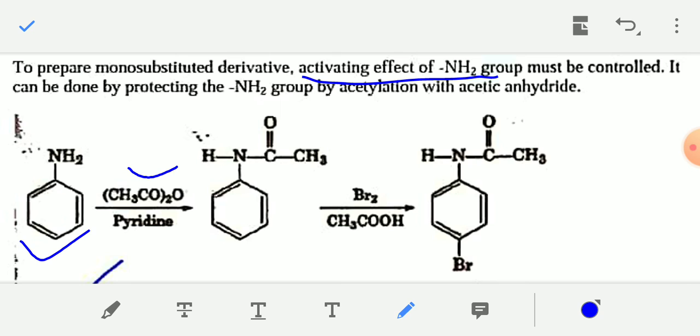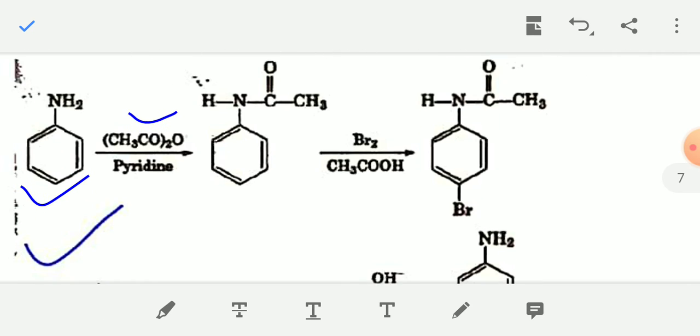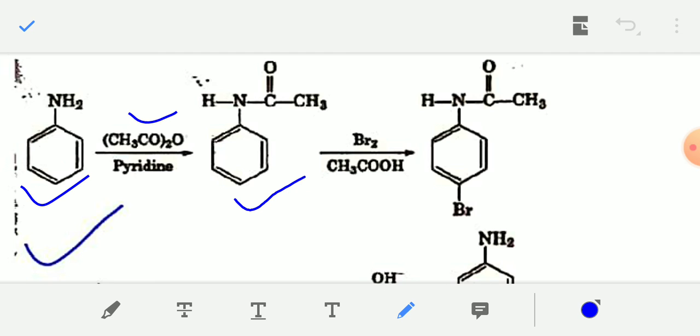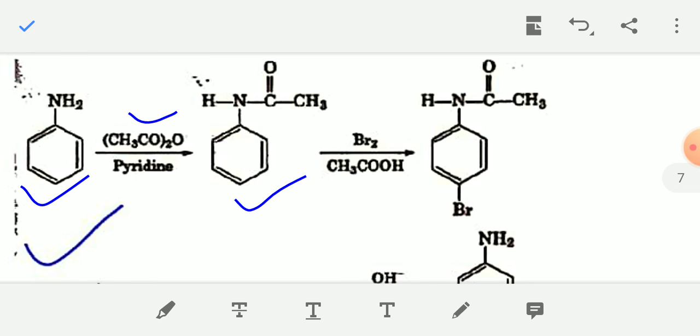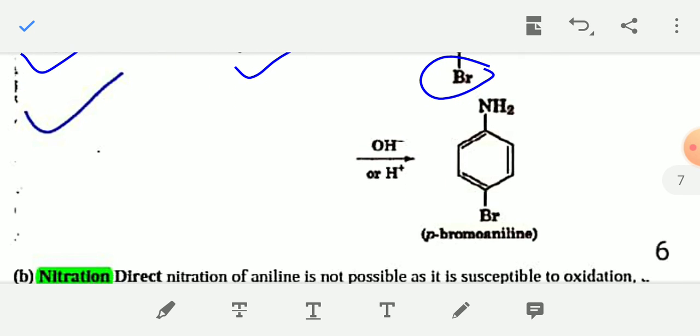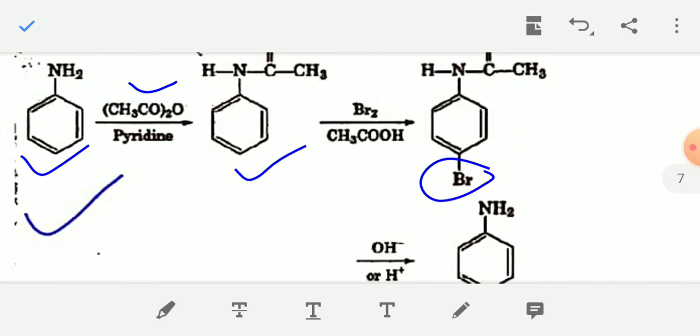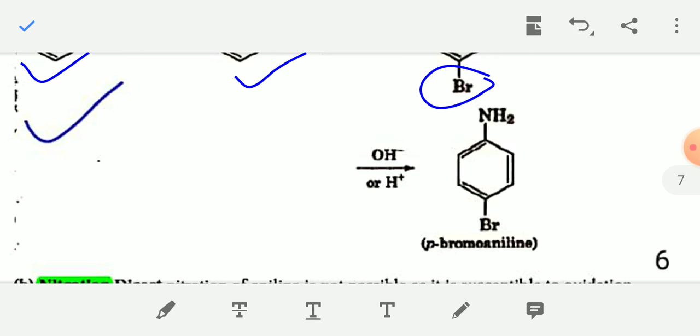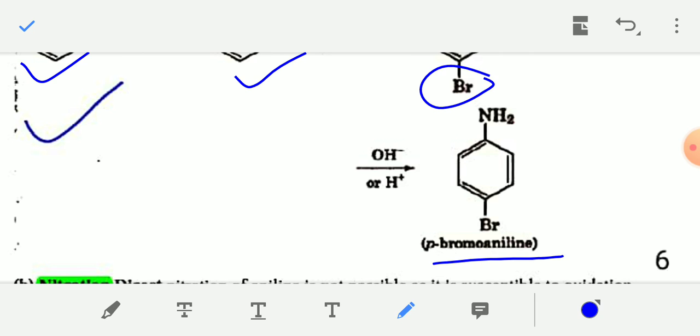And now react this acetanilide with bromine in acetic acid, then you will get only para-substituted bromoacetanilide. And on hydrolysis, this para-substituted acetanilide will be converted into para-bromoaniline.